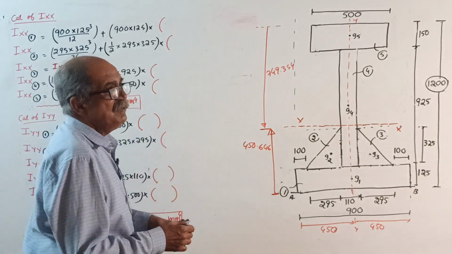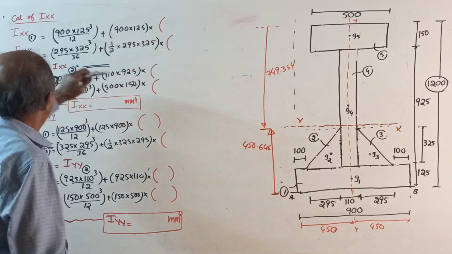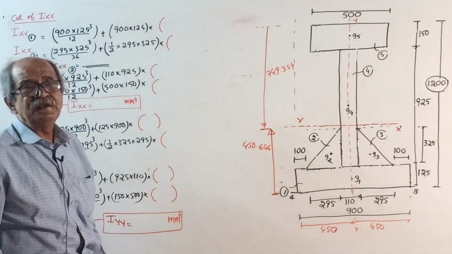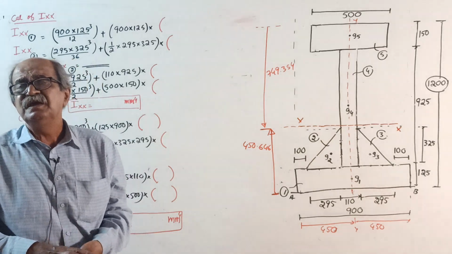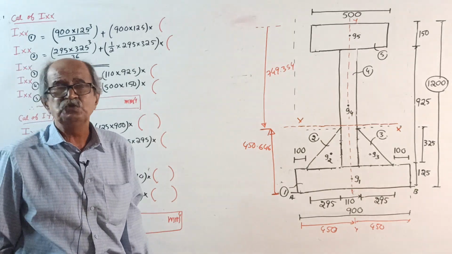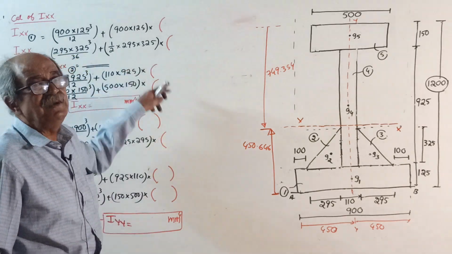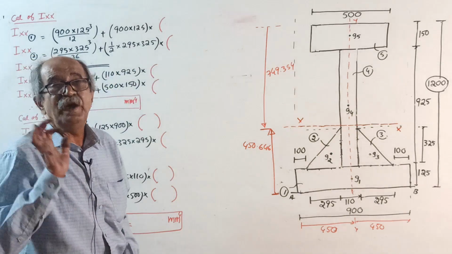Only one term everywhere: Ig plus A h square. So Ig and area I will not explain. For the rectangle and triangle, if I explain Ig, it's an insult to so many people, those who are serious. Ig and area I will not explain further. The only term I may explain here is h square.